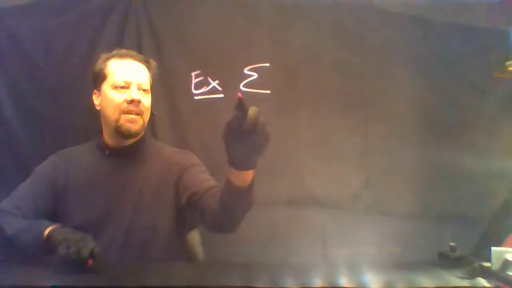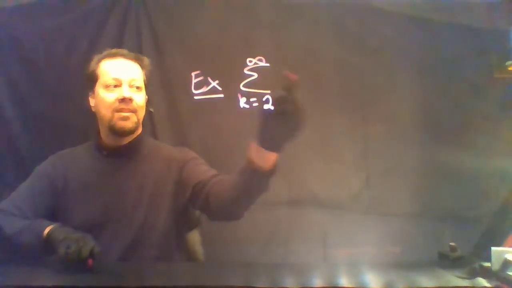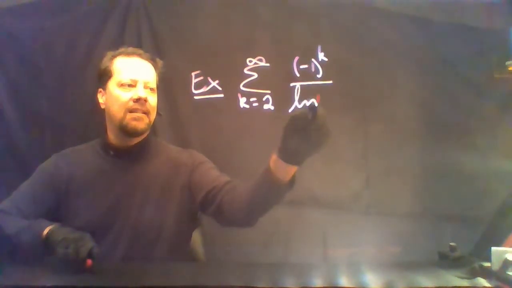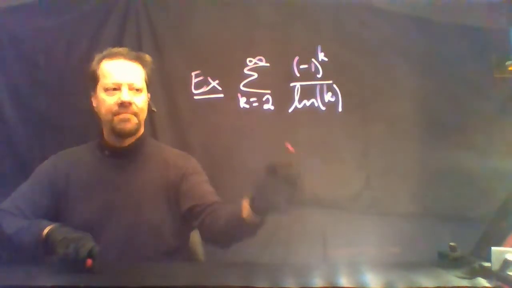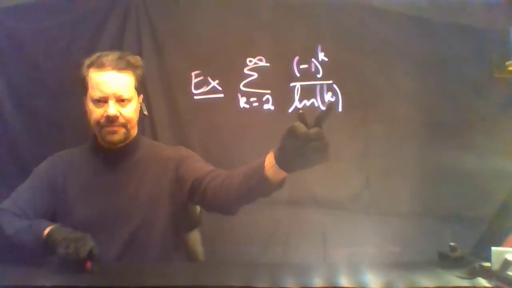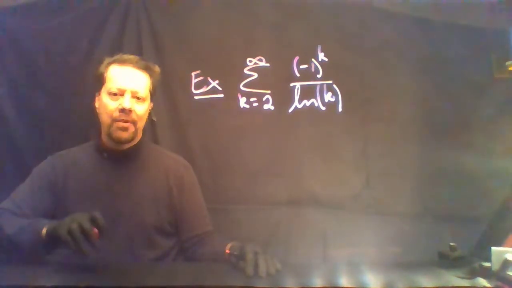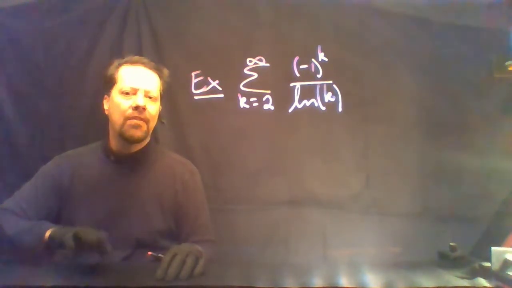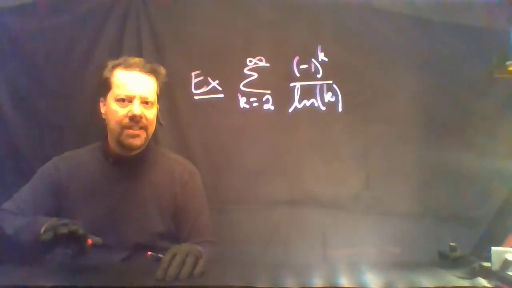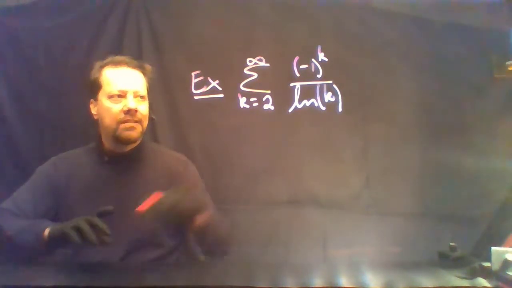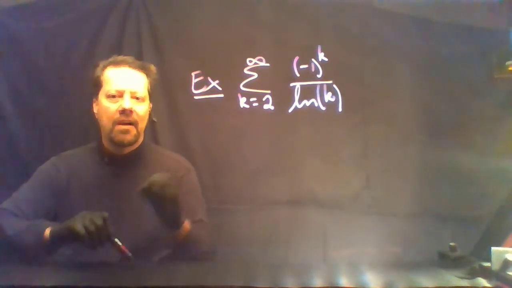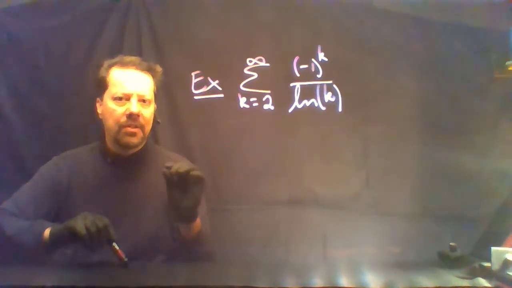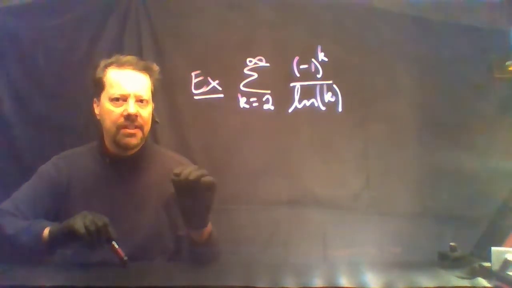What about the sum as k goes from, let's say, 2 to infinity, negative 1 to the k, divided by the natural log of k? I started at 2 because if I started at 1, the natural log of 1 is 0, and I'd end up with division by 0. Does this converge, and does it converge absolutely, or does it converge conditionally? On all of our alternating series, I want you to state whether or not the series converges, but I also want to know, does it converge absolutely, or does it converge conditionally?